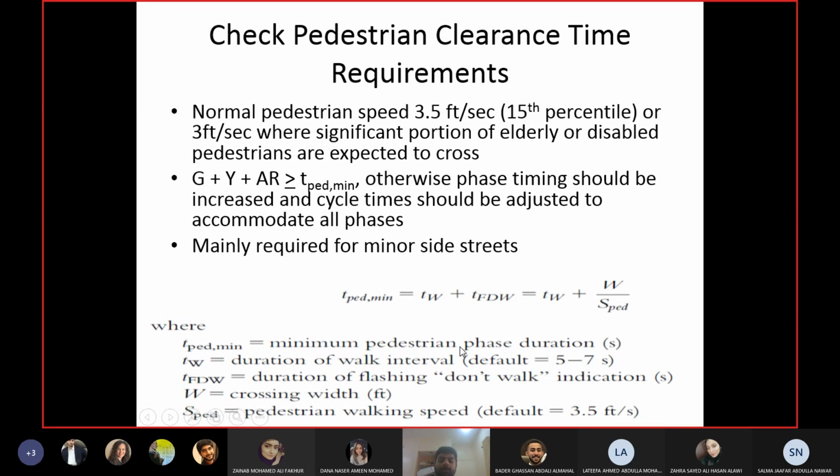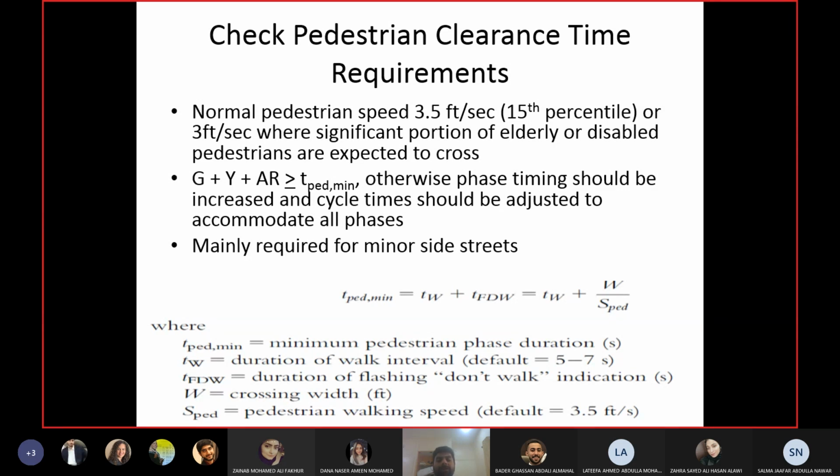Timing for the walk interval and the timing for flashing don't walk interval. So there are two intervals here: walk interval and flashing don't walk interval. Okay, so flashing don't walk interval is like a yellow interval for the pedestrians. So they have the warning that the signal is about to turn green for the vehicles. Okay, so it is flashing don't walk, but the signal is still red for the vehicles. Okay, so somebody is already on the road and now he has to move faster.